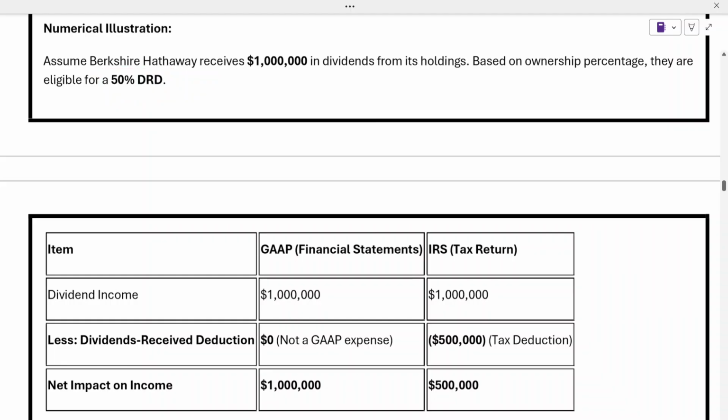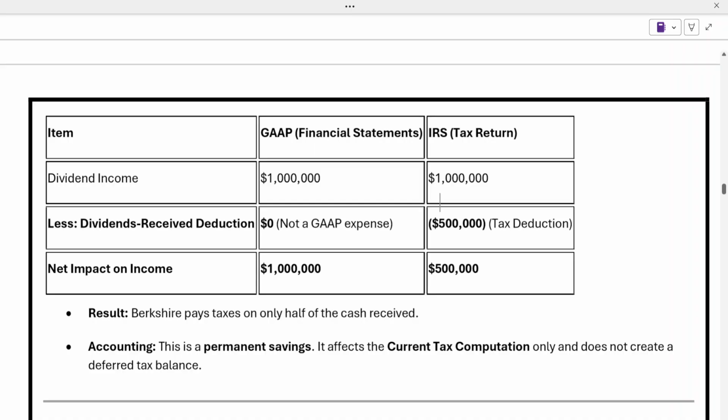This is a rule, but what this simply says is that as per income tax, out of this 1 million, only 50% dividend received deduction will be there. It means that tax will be paid only on the remaining 50%. This is the rule as per IRS. Now, what will happen if you see your books of accounts? You will say in GAAP the dividend will be shown as 1 million. In IRS the dividend will be shown as 1 million as well.